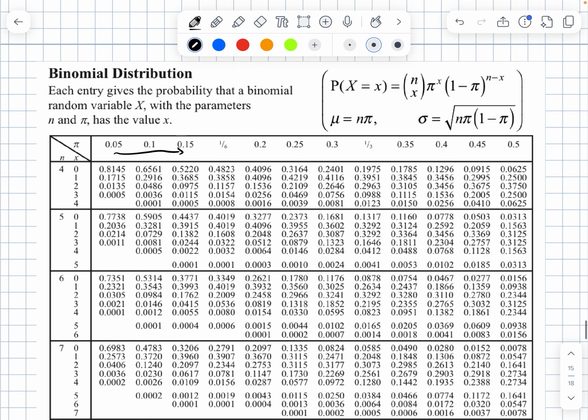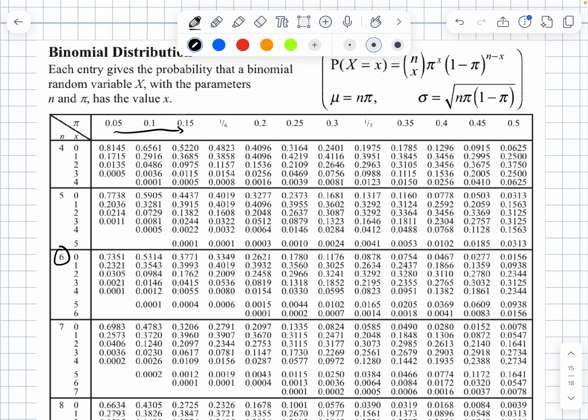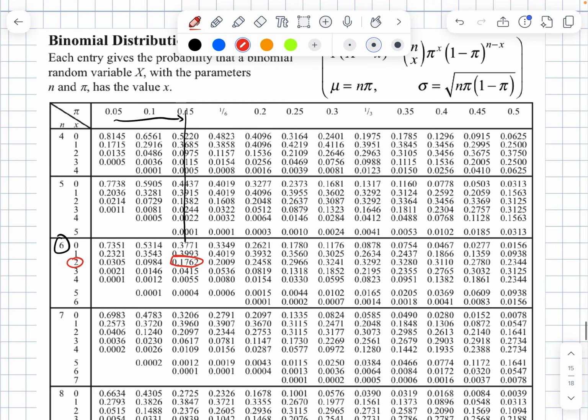You're then going to go down to your total number of trials, so say we had 6 trials, and let's just say we wanted to find the probability that if there are 6 trials, we have 2 successes, given a probability of success of 0.15. We go down the 0.15 until we get into the 6 trials section, and then we look for 2, which is our 2 successes there, and so our probability will be here. It's quite simple to use this table, but again, it's limited to what's in it.